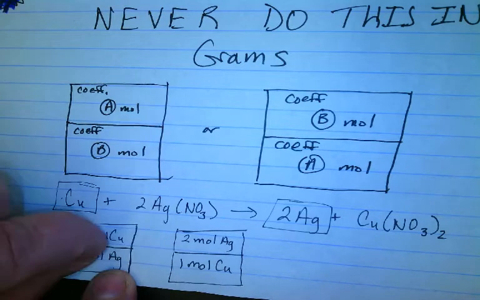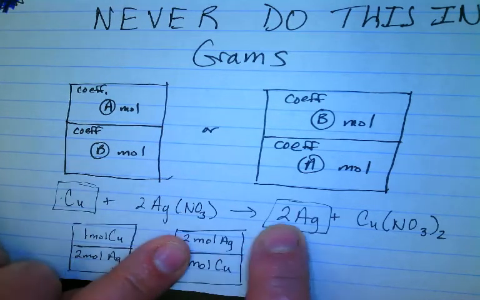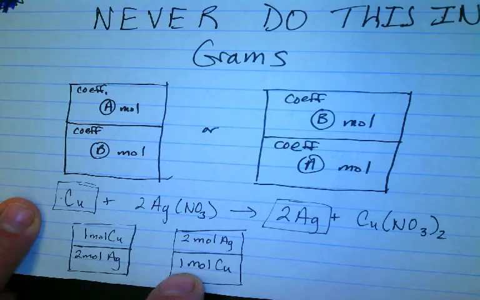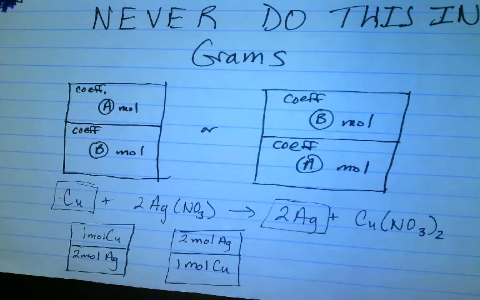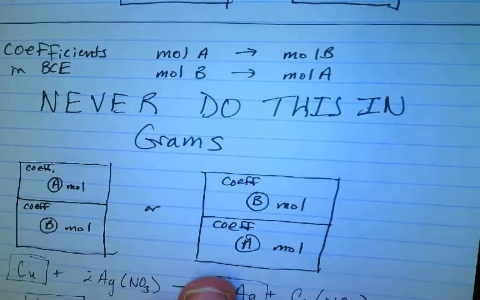I could also turn this around and say I have 2 moles of silver for every 1 mole of copper. So do you see where those numbers come from? Does that make sense to you? Because you're going to be doing this tonight on your own. Okay, that was our second one.